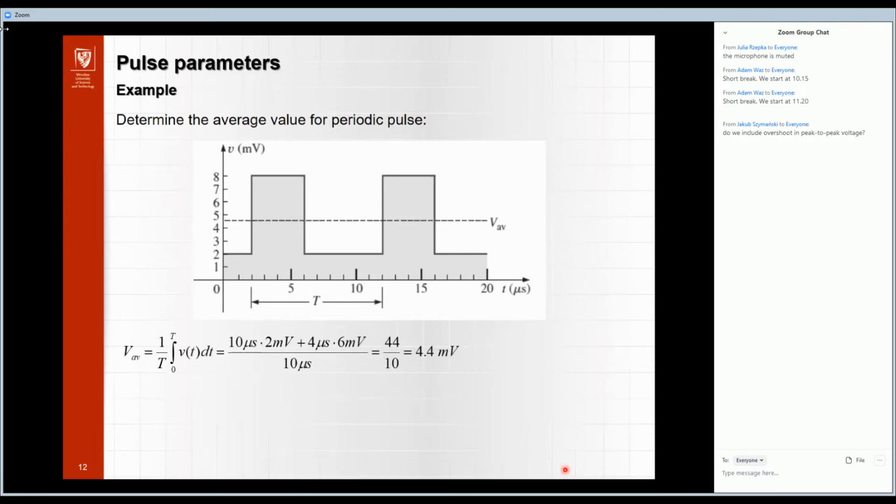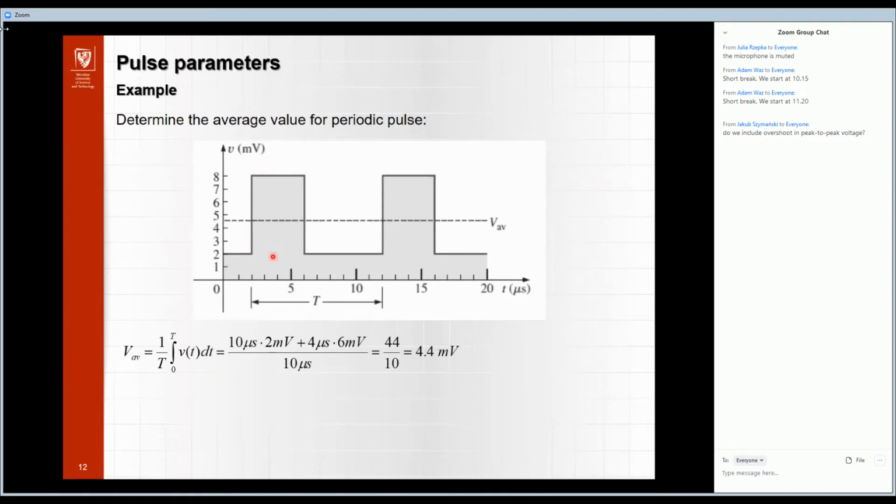And so we have here an example: determine the average value for a periodic pulse. Firstly, we can use the definition. When we use integration, we find the area of this signal, and you know that T is equal to 10 microseconds. Here we can try to calculate the area of this rectangle. So we have here this factor, and this factor is connected with the rest of the pulses.